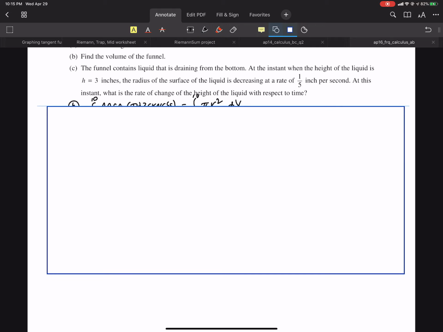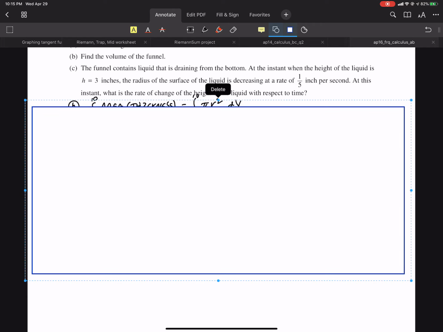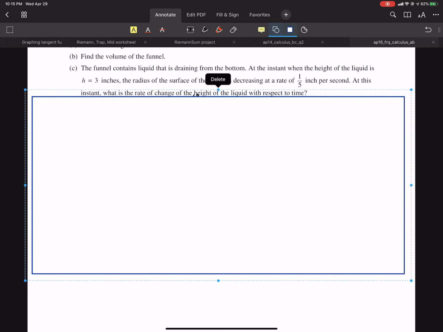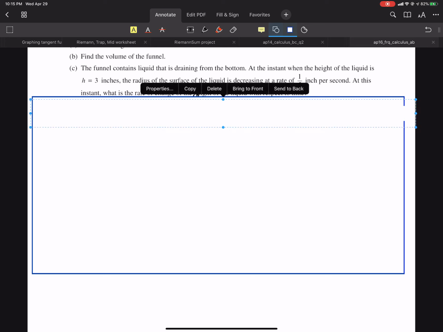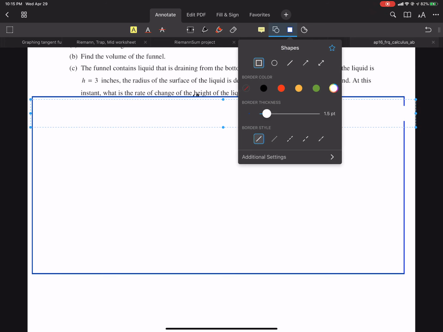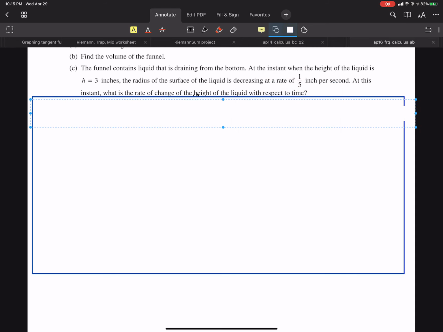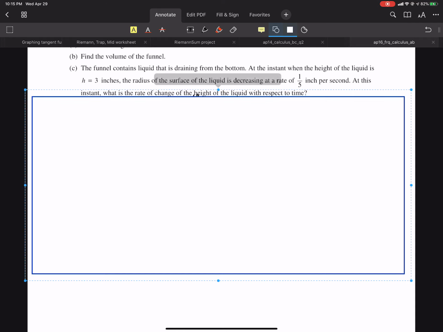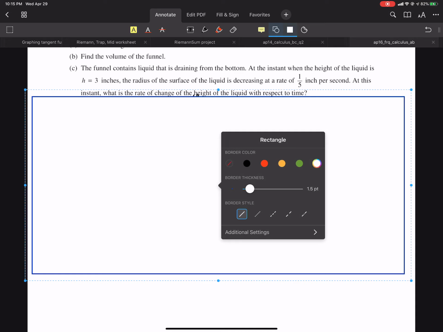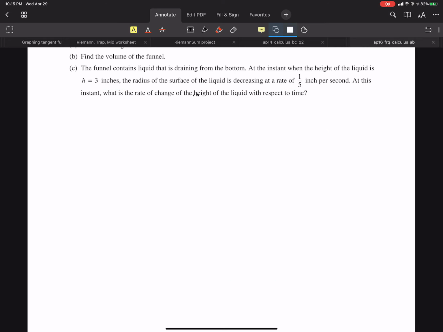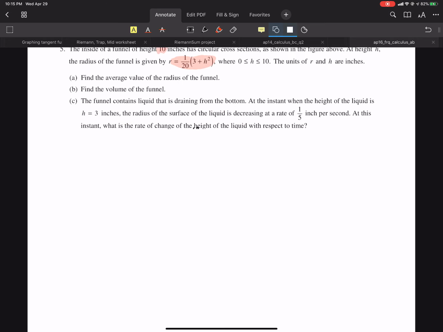I am going to cover all this up and give us room to do part D. Oh no, I don't like the color of that outside. It should be white. Oh no, this one. Properties, white. There we go. All right, part C.